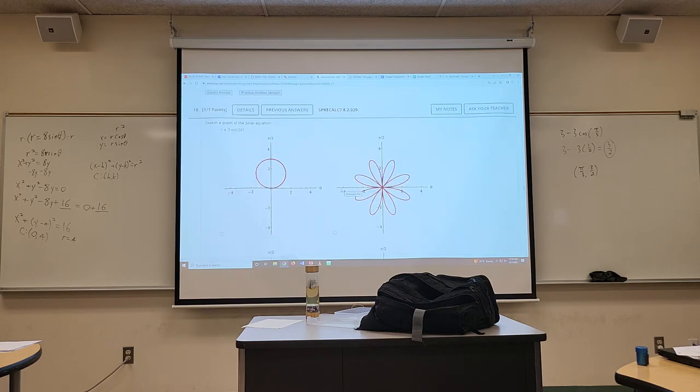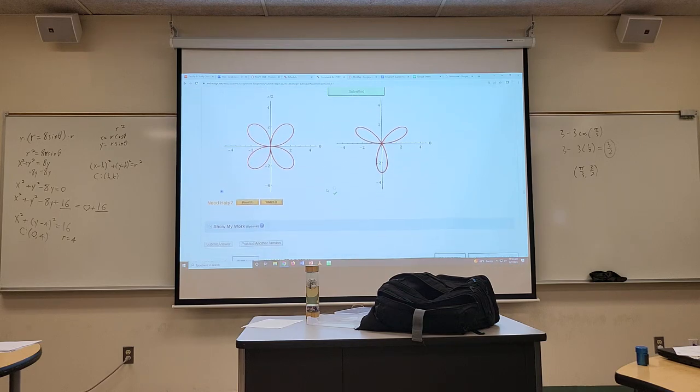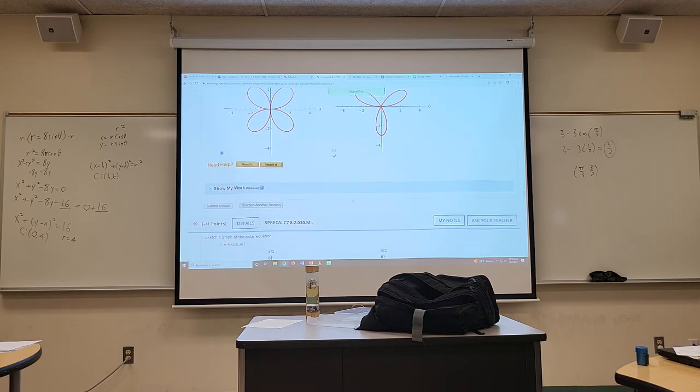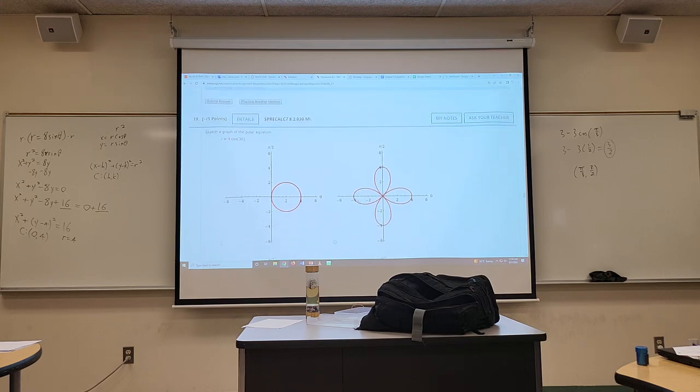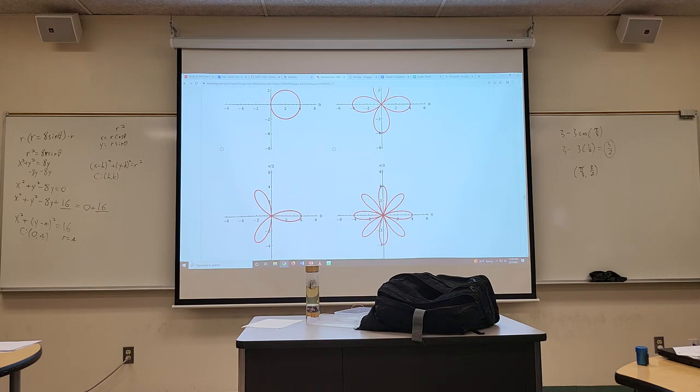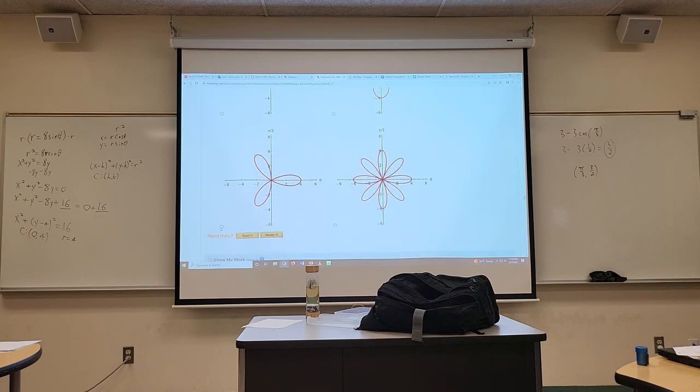So the next one, 4 cosine of 3 theta, how many petals is that going to have? 3. If it's an odd coefficient, it has a number of petals equal to the coefficient. If it's an even coefficient, it has twice as many. What does the 4 do in this case? The 4 expands it. So you can see this one goes out to 4. It's like the radius of the flower. And then normally it would go out to 1.